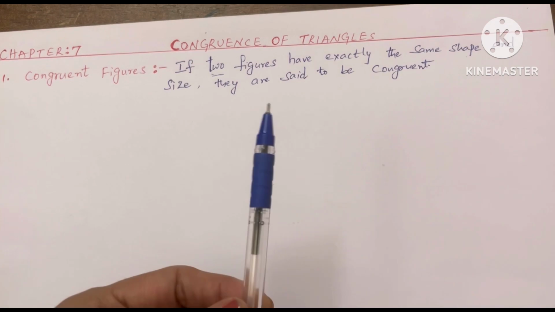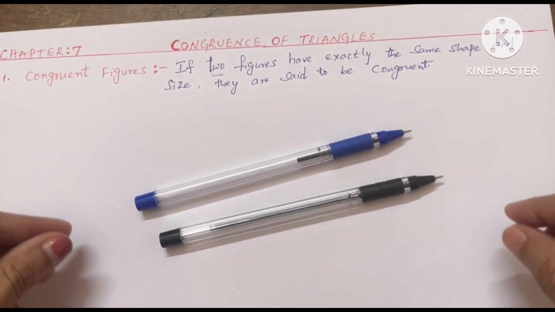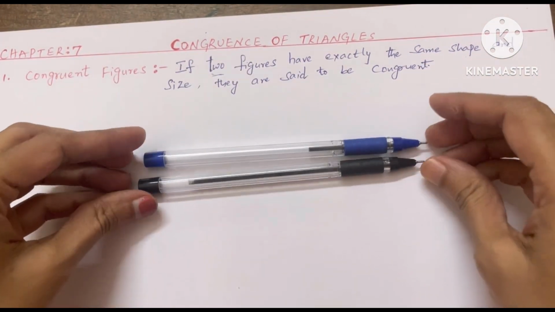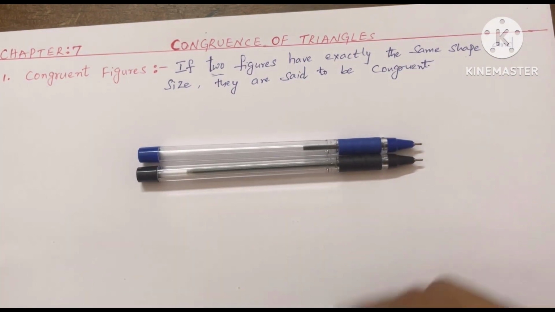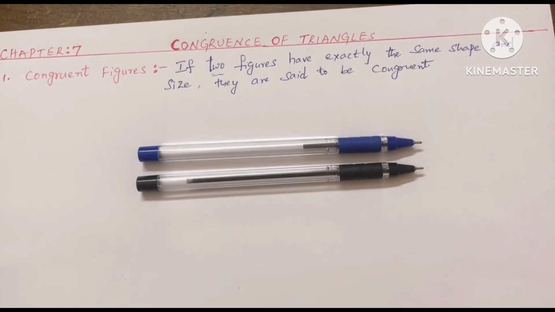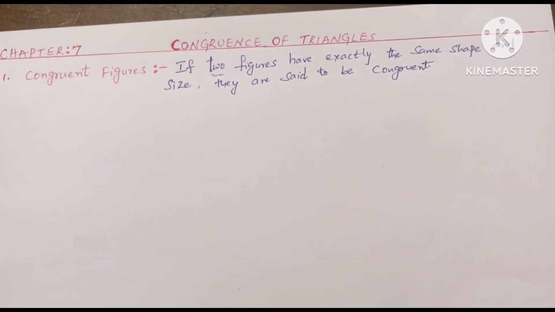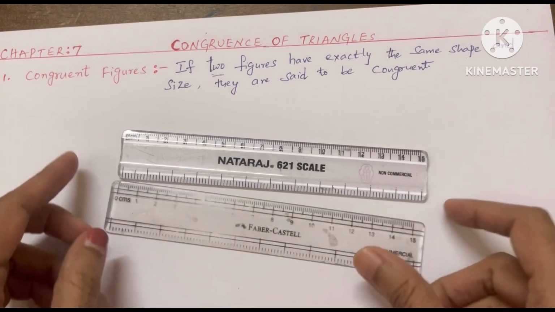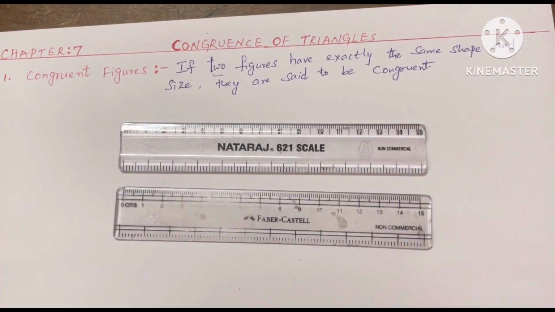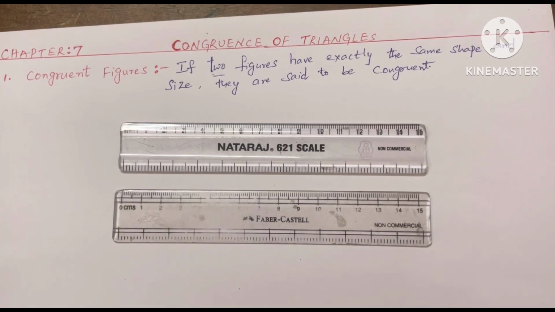For example, if you see these two pens, they have the same size and the same shape, then we are going to say that these two pens are congruent. And if you take these two scales, they have the same shape. These two are rectangles, and these two rectangles have the same length. I will say that these two scales are congruent.